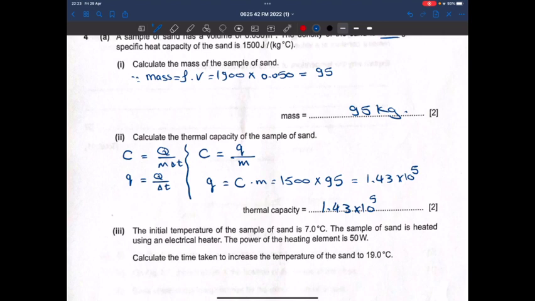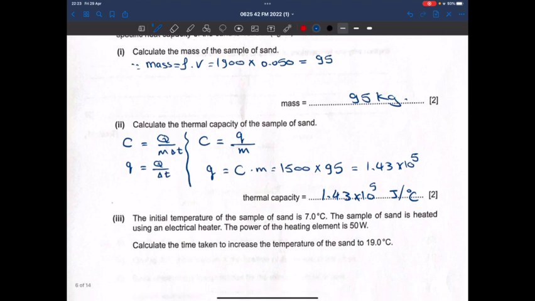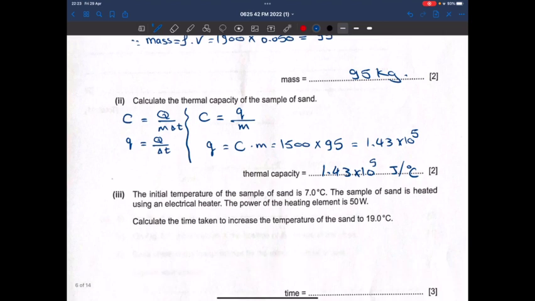Do not mess up the measuring unit. Heat capacity could be measured by joule per degree Celsius. It's the same as specific heat capacity, but there are no kilograms here. There is no mass. It could be joule per degree Celsius or Kelvin, because this is just a change in temperature.